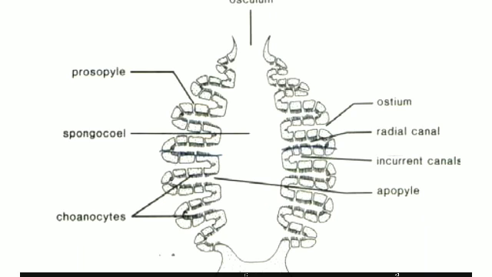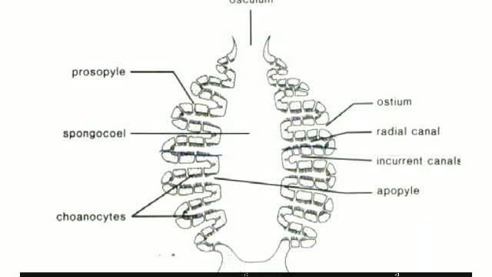another canal called the prosopyle. The prosopyle is present between the incurrent canal and the radial canal. The radial canal is present between two incurrent canals. So in between the radial canal and the incurrent canal, there is a straight canal, which is called the prosopyle.